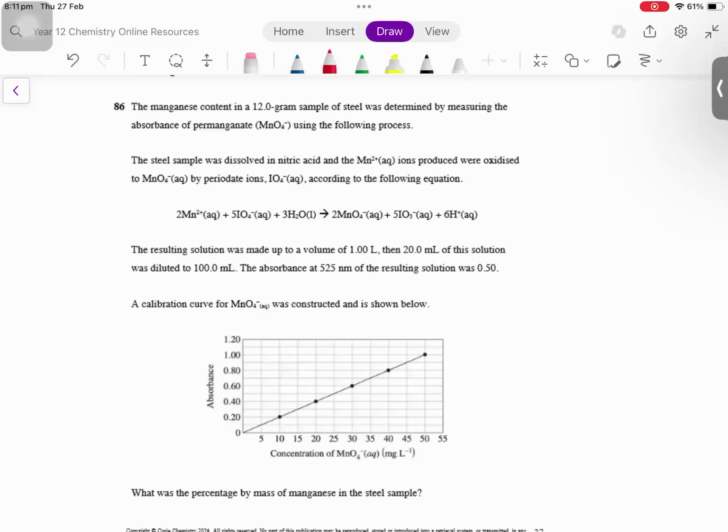The manganese content in a 12-gram sample of steel was determined by measuring the absorbance of permanganate, MnO4-, using the following process. Let's revise Year 12, Module 7.